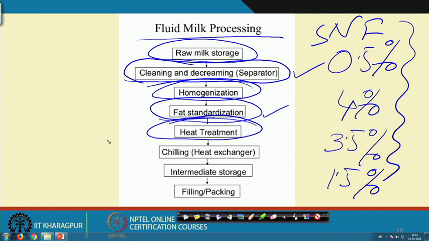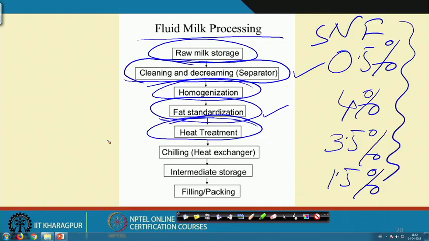So, this heat treatment is done for deactivating enzymes and deactivating microbes, so that you can retain the product for a longer period. The putrefying or spoiling enzymes are deactivated, and the pathogenic organisms are also deactivated. So, these two are done, and then you are better off with the product that you want to make.